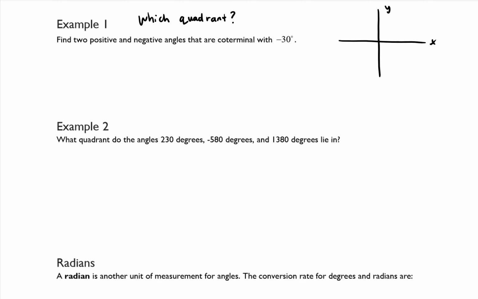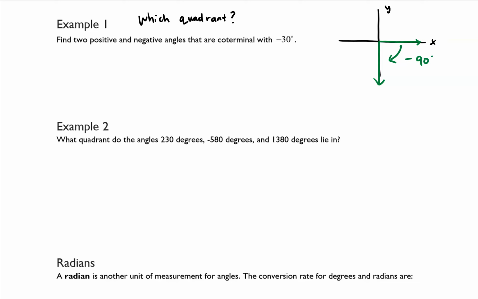So here's my y-axis, here's my x-axis. My initial side, because we're graphing it in standard form, will be on the positive part of the x-axis. And then we know that the negative part of the angle tells us that we are going to be traveling in a clockwise direction. So we want to travel 30 degrees. Now remember, a quarter of the way is 90 degrees. So if I graphed this angle right here, this would be negative 90 degrees.